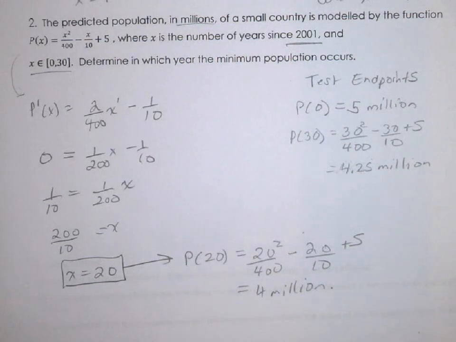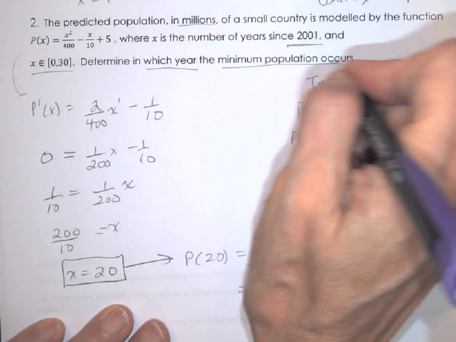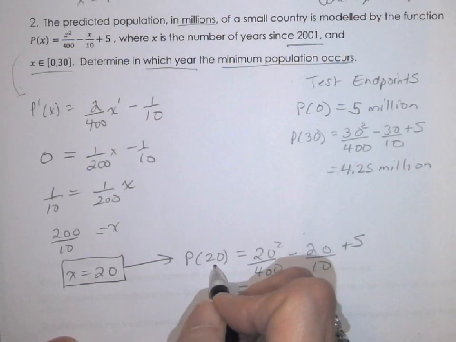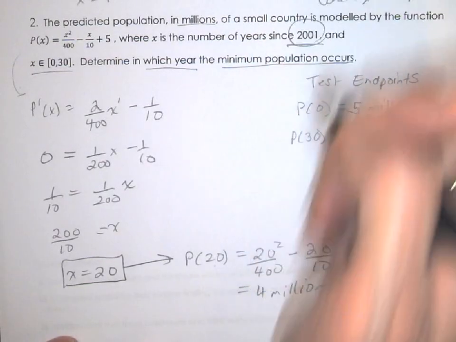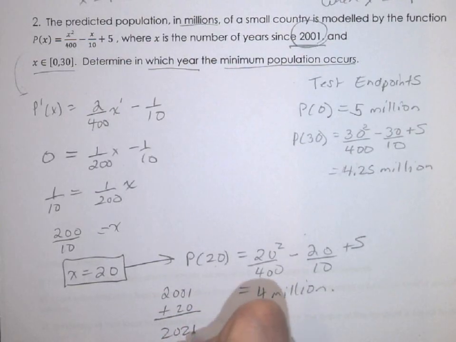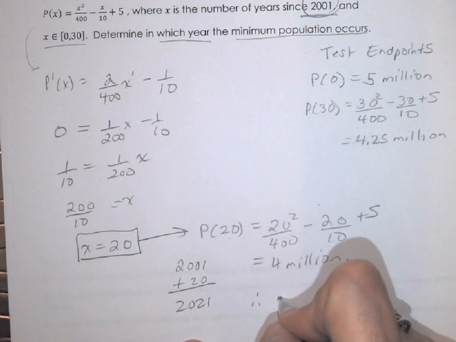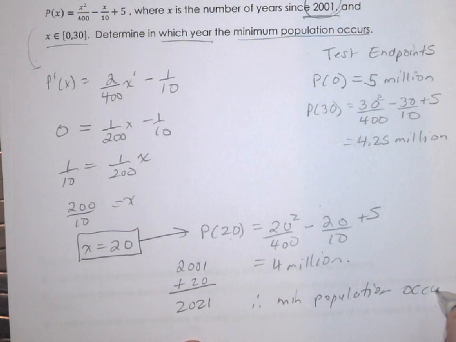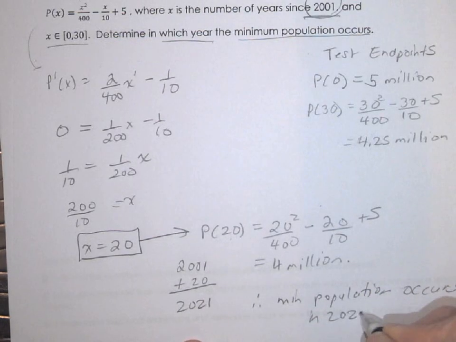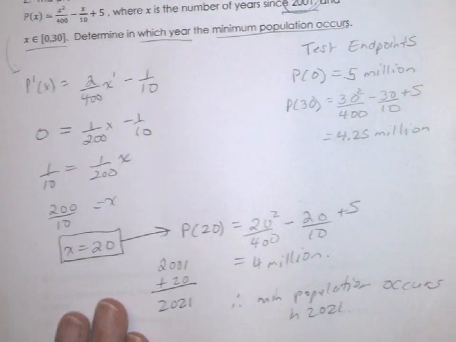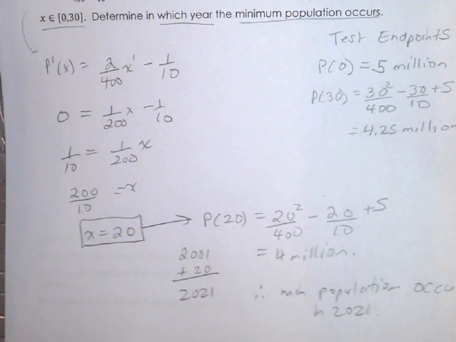And we read the question: determine in which year the minimum population occurs. So our minimum population is 4 million, and it occurs 20 years after 2001. So 2001 plus 20 is 2021. So therefore, the minimum population occurs in 2021. So always make sure you answer the question they ask you. Sometimes they'll ask you for the x value like they did in this case. Sometimes they'll ask you for the max or minimum or the y value. Just read the question carefully.